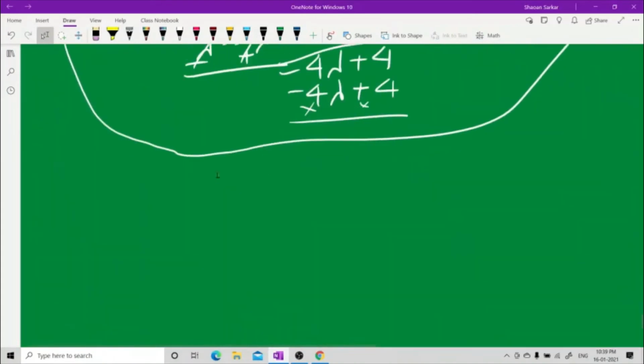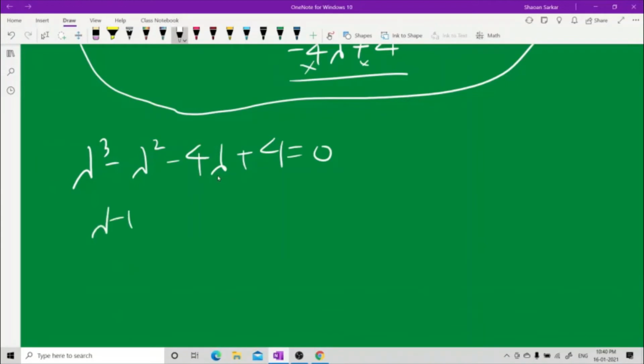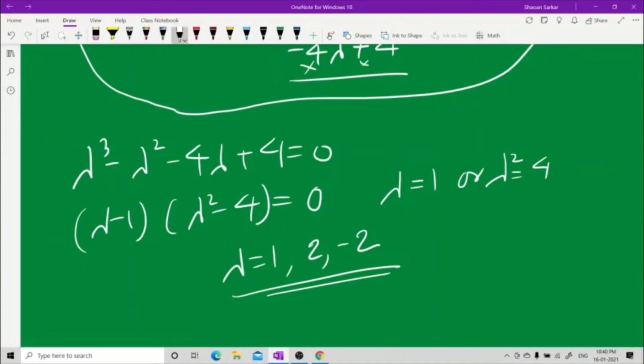I will drag it down and write lambda cube minus lambda square minus 4 lambda plus 4 equal to 0 is nothing but lambda minus 1 times lambda square minus 4 equal to 0. This will give me lambda equal to 1, or lambda square equal to 4. So from here I'll get lambda equal to 1, 2 and minus 2. This is the way I'm getting the eigenvalues for a 3 cross 3 matrix.